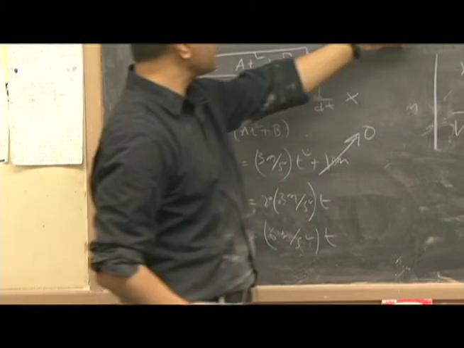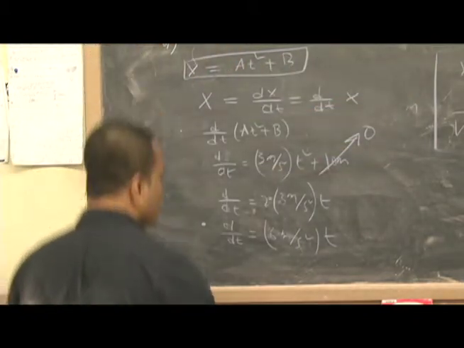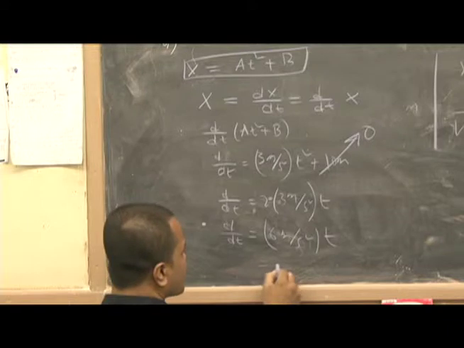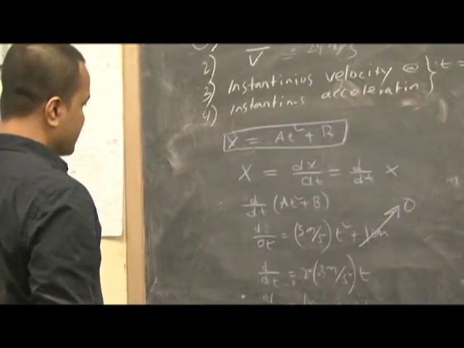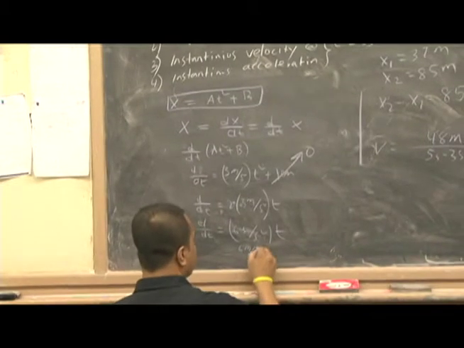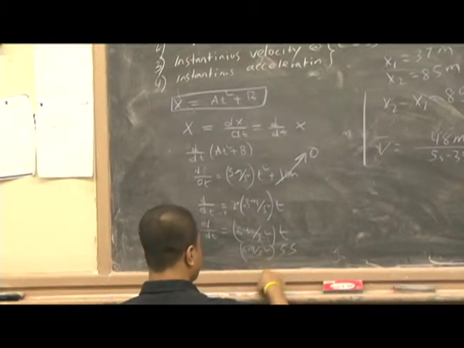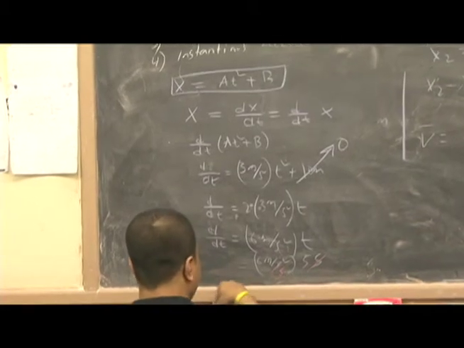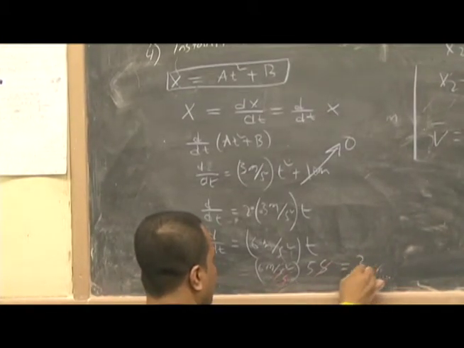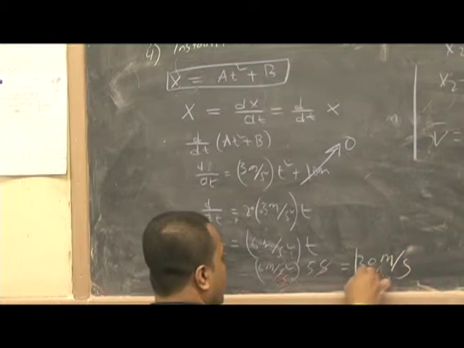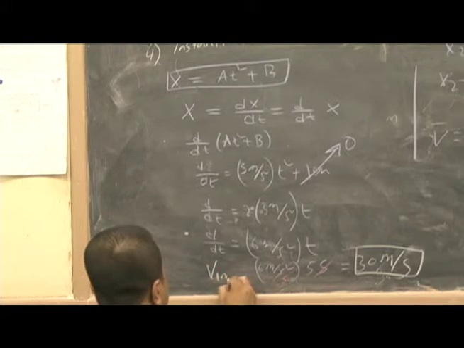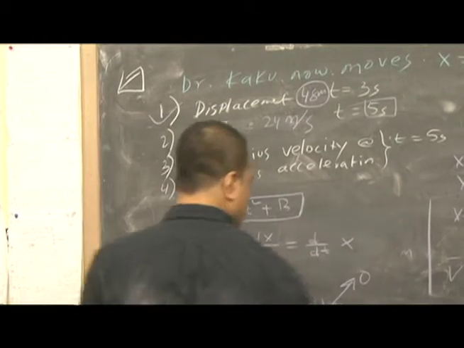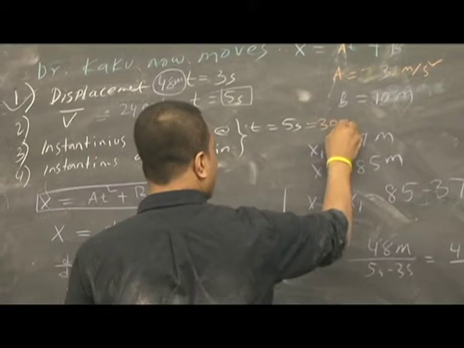And it says when time was 5 seconds. So when time was 5 seconds, it was 6 meters per second squared times 5 seconds, which is 30 meters per second. All right, so that's the instantaneous velocity. The instantaneous velocity turned out to be 30 meters per second.